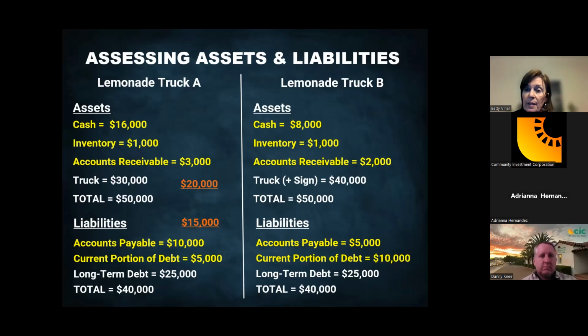When we look at Lemonade Truck A, we can see that their current assets are $20,000 and their current liabilities are $15,000. So that looks good. They have enough cash. If they don't make any more sales, they can pay their current debts. When we look at Lemonade Truck B, their current assets are $11,000 and their current liabilities are $15,000. So they are in a more dangerous position as a business because unless they increase their cash, they do not have enough money on hand to cover their liabilities. So they're a little bit upside down.